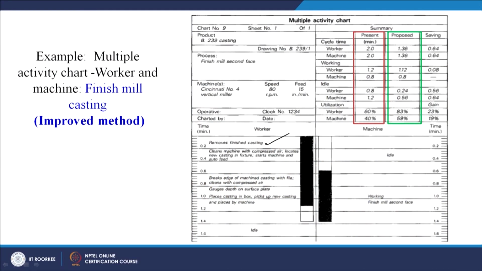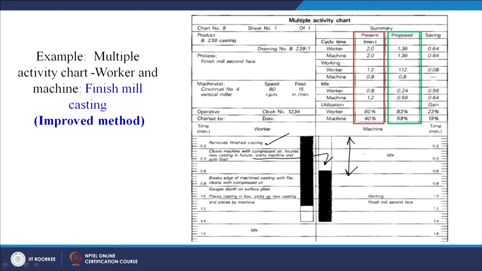So, the improved method can be, he removes the finished casting same as the previous method, cleans the machine with compressed air, locates the new casting in the fixture, starts the machine in auto feed. So, the machine starts after this point. So, this is the idle time only for the machine.